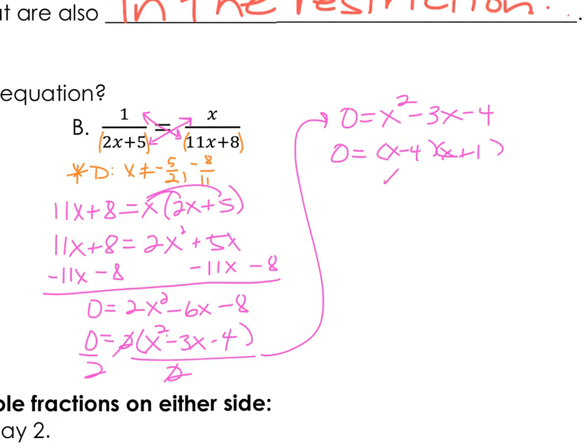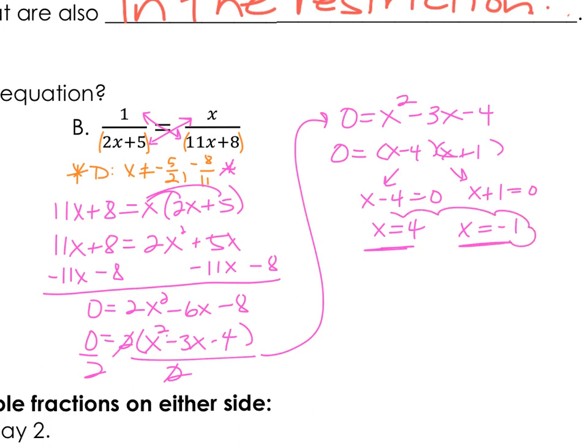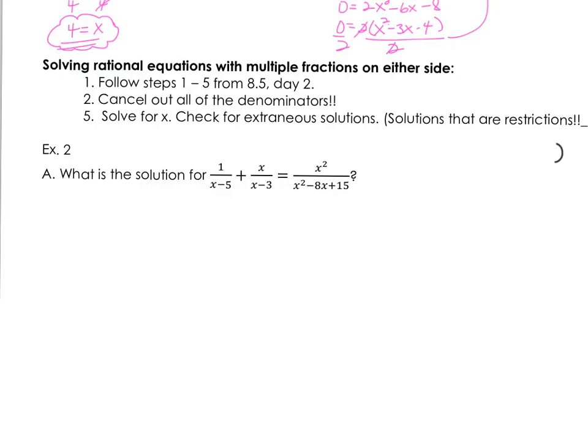Now remember, we're trying to solve for x. If we set x minus 4 equal to 0, x equals positive 4. And that's not one of our restrictions, so just double check that. We're good to go there. And then x plus 1, if we set that equal to 0, x will equal -1. Also not a restriction. We have two unique solutions for this rational equation.